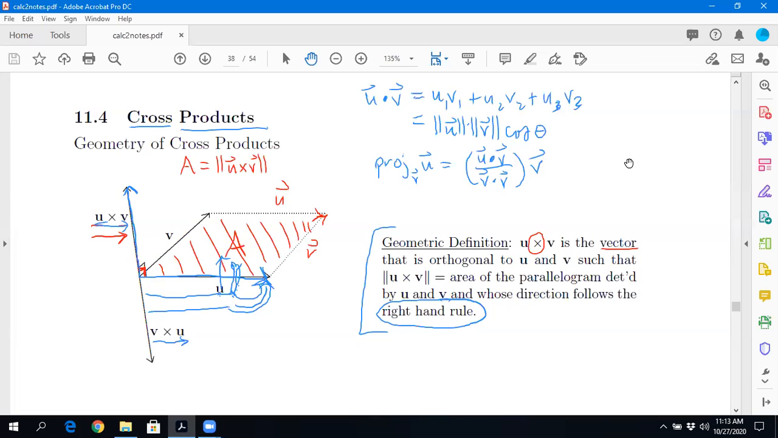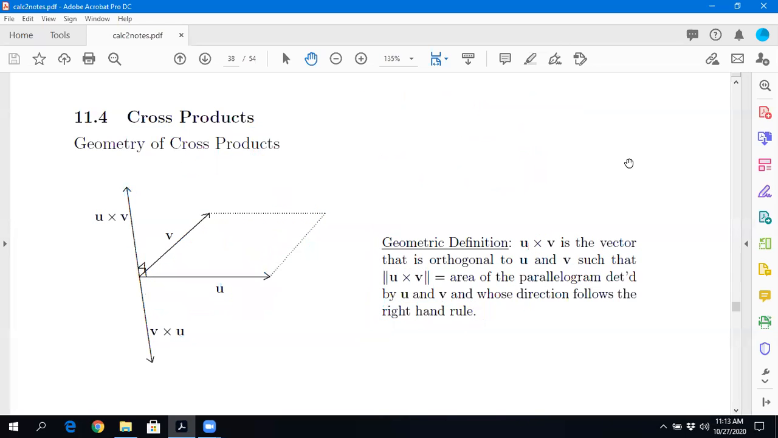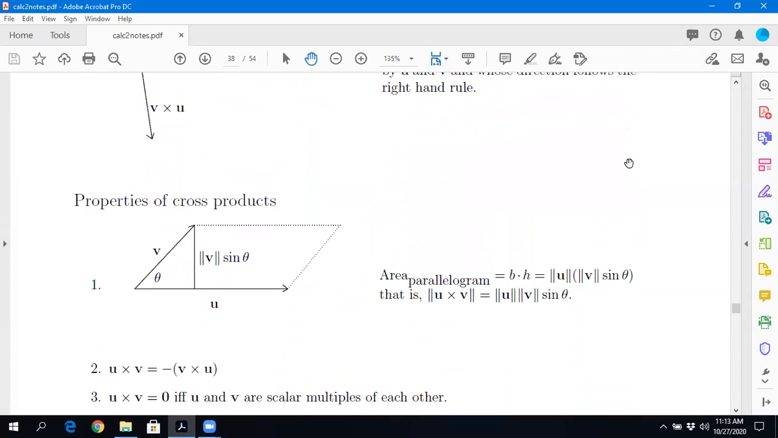Hopefully that kind of makes sense. Okay, but this is important. The length of this thing is going to be the area of the parallelogram determined by U and V. Okay? All right. Let's go down here.